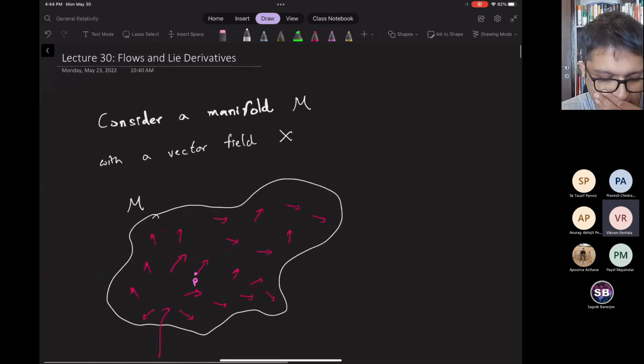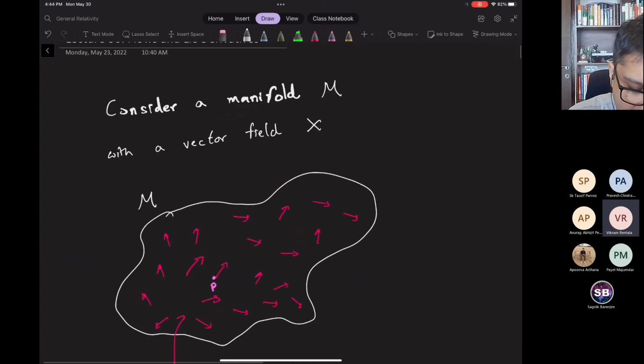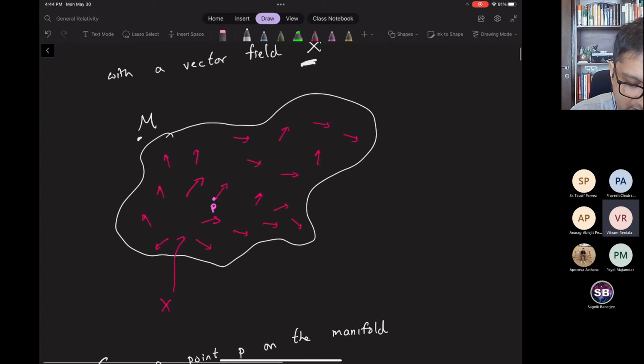Okay, so the next thing today is that we'll talk about the idea of flows. Here's the basic idea. Let's consider a manifold M with a vector field X. Again, there's no metric. There's just a manifold with a vector field. So this is the vector field X.